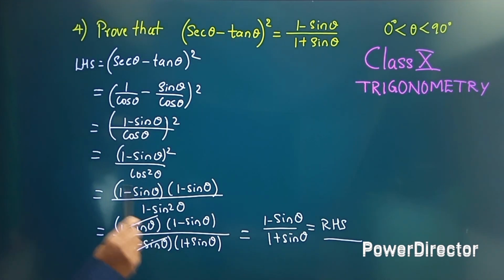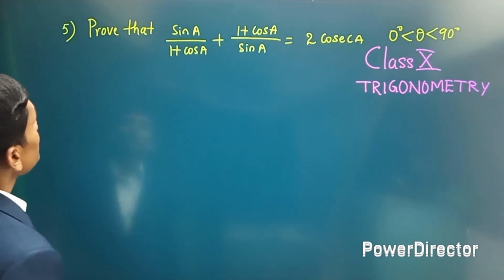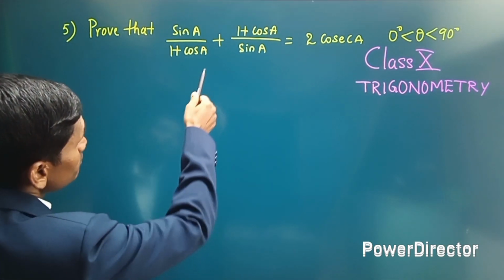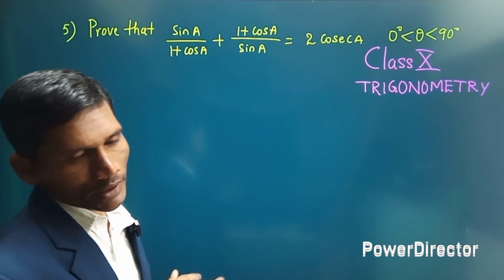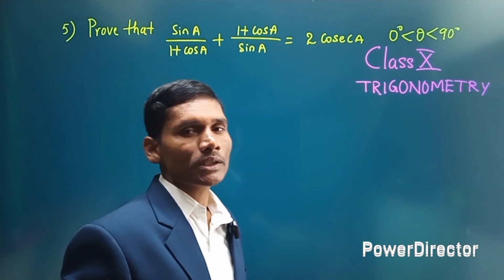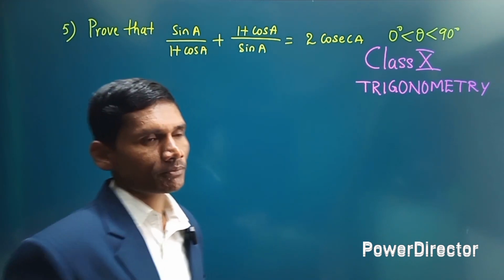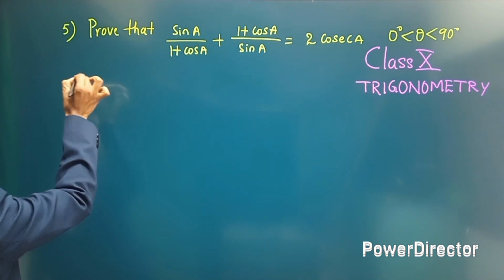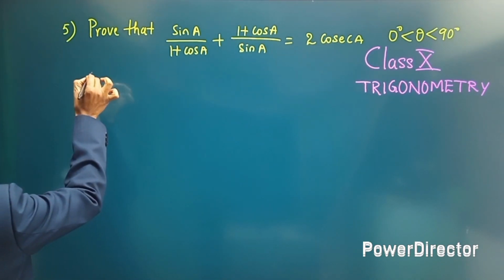Now let us go ahead with the next proof. Prove that sin A upon (1 plus cos A) plus (1 plus cos A) divided by sin A. These problems are not mentioned in the textbook. I have taken different types so that if they appear in your exam, you can easily solve them. Okay, let us go ahead with this one. How do you prove this? I hope you can try. You too can try before me.